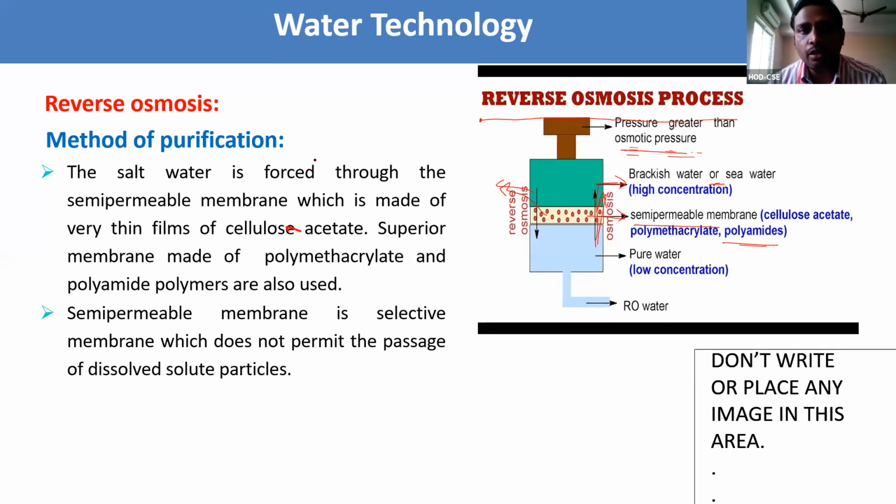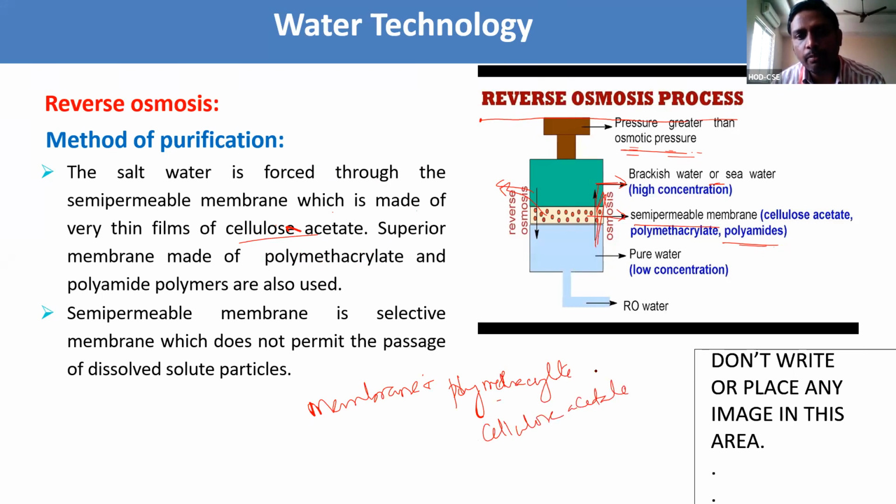The salt water is forced through the semi-permeable membrane, which is made up of very thin films of cellulose acetate. The superior membranes are made up of polymethyl acrylate. So these semi-permeable membranes are made up of polymethyl acrylate and cellulose acetate.